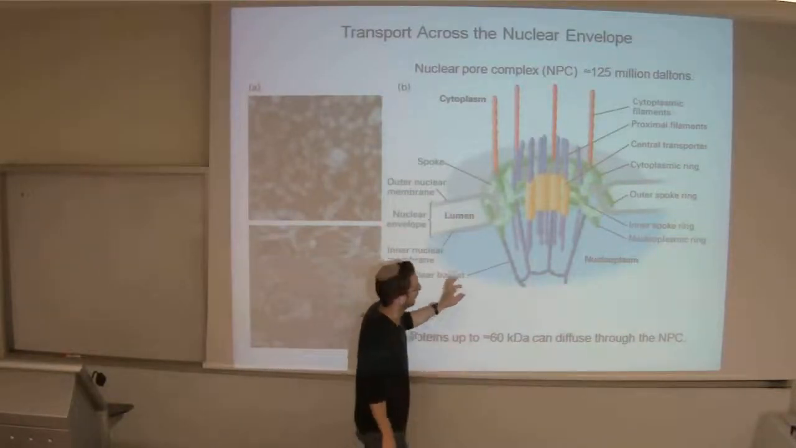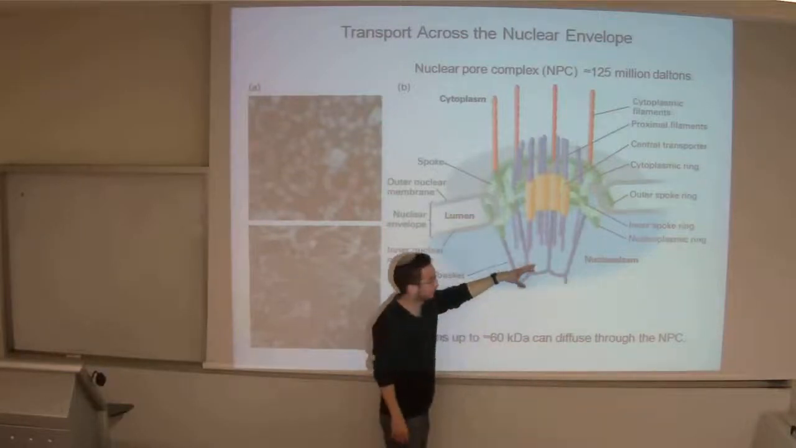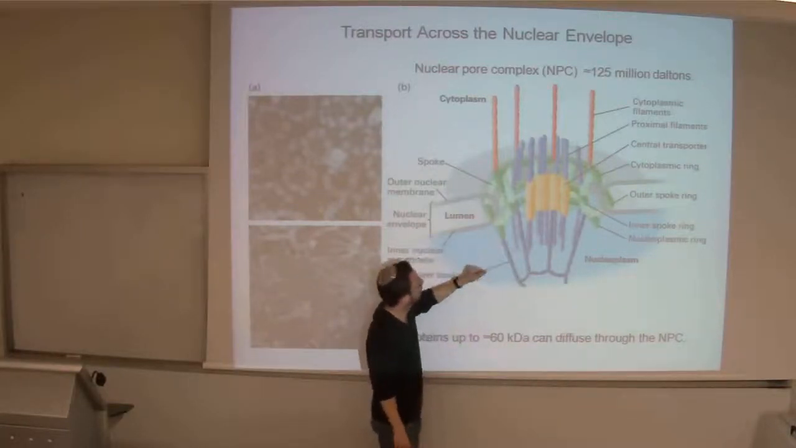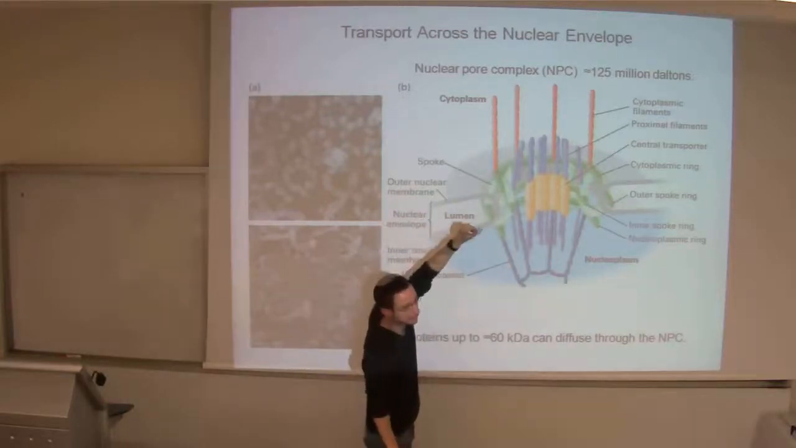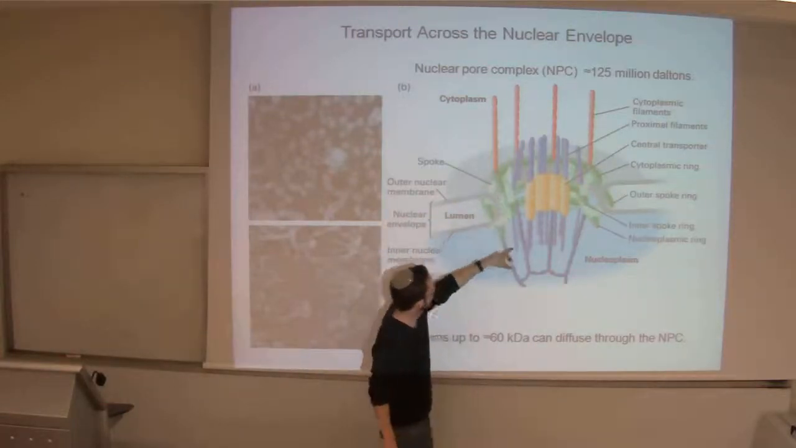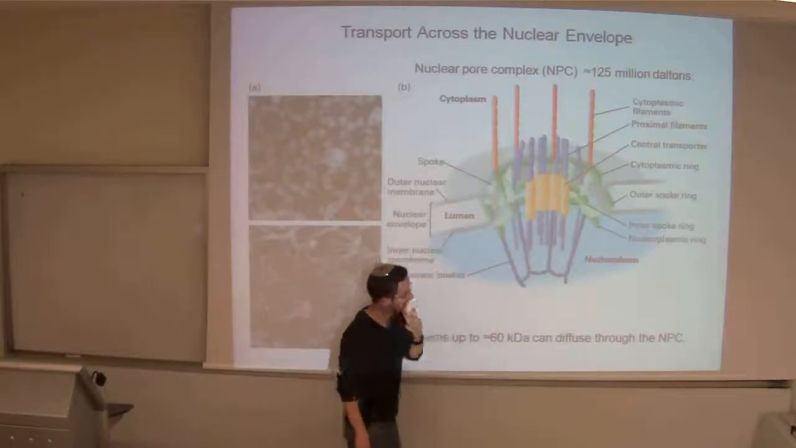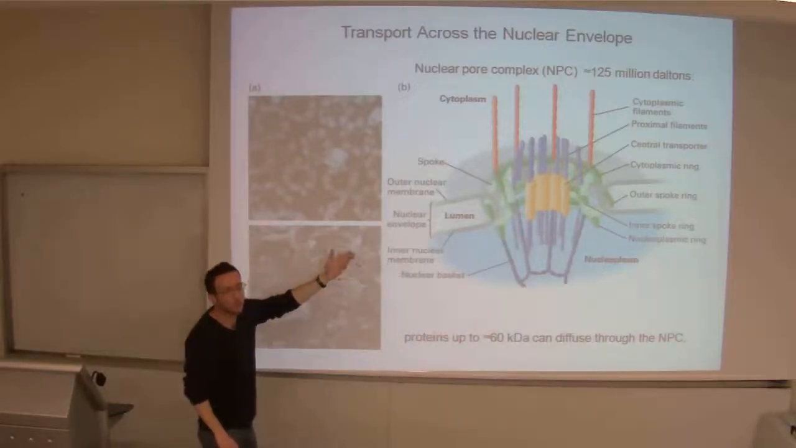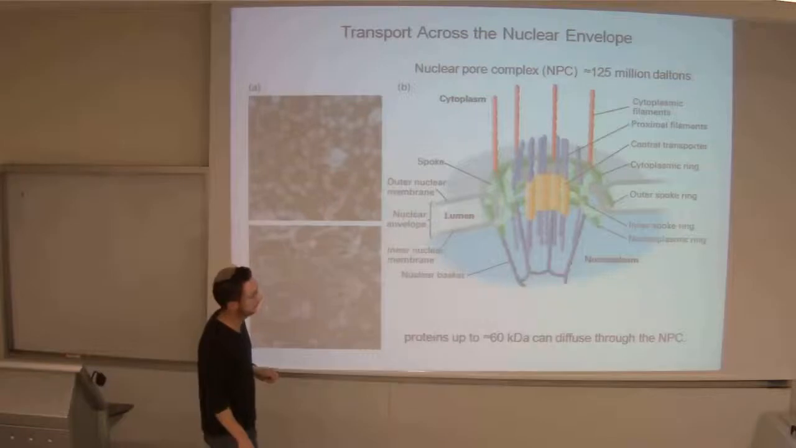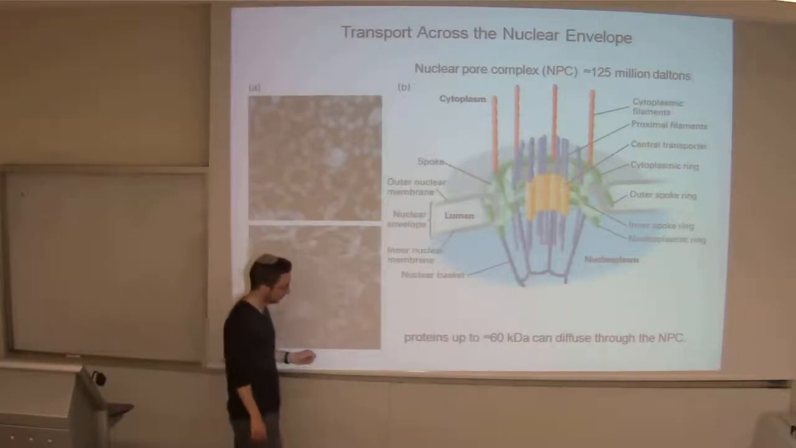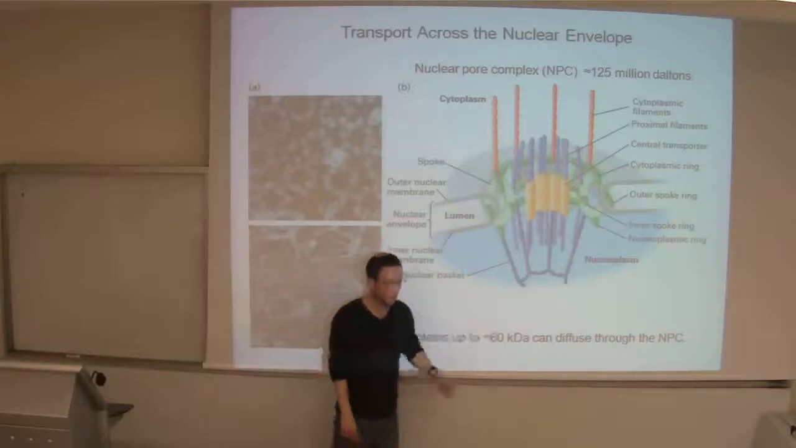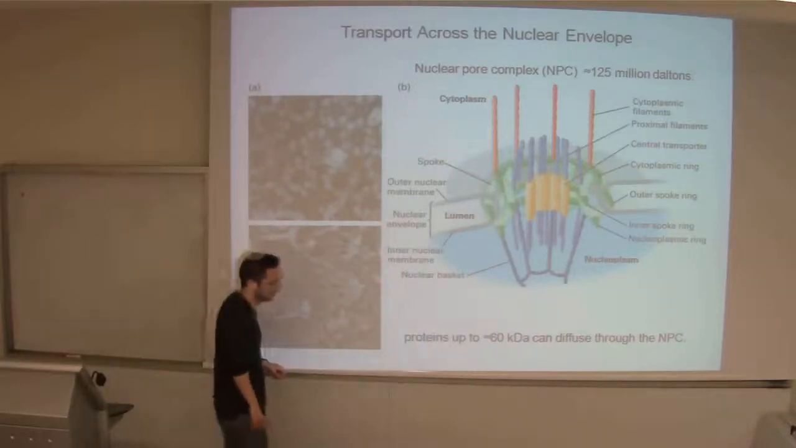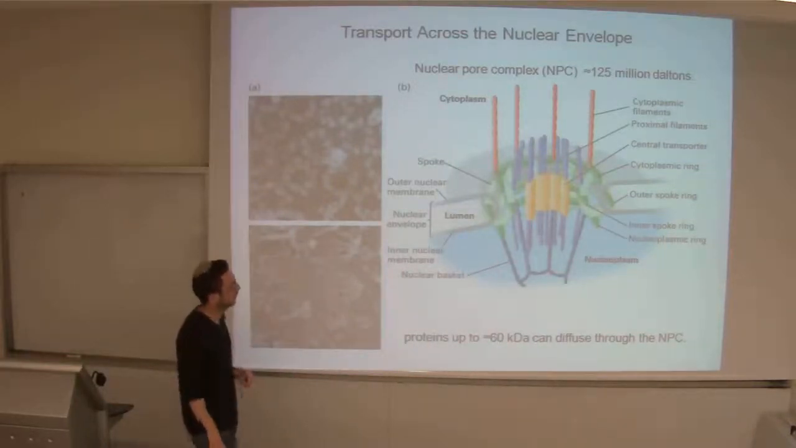A bit about its structure. In the nuclear part, it has a basket-like structure. And from the cytosolic part, you have these red long filaments. And through the channel, or through the gate itself, you have short filaments, which have a functional role. They interact with anything that passes through this gate. We just mentioned that small proteins up to about 60 kilodaltons in size can diffuse passively through the nuclear pore complex.